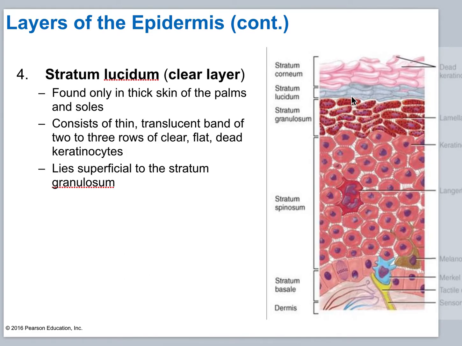Stratum lucidum is this clear layer, and this is found only in the thick skin of the palms of the hands and the soles of the feet. It's actually a thin, translucent band of clear, flat, dead keratinocytes. It's only seen in thick skin.